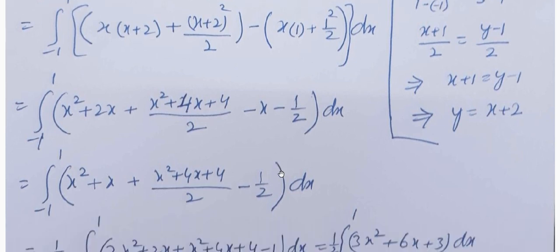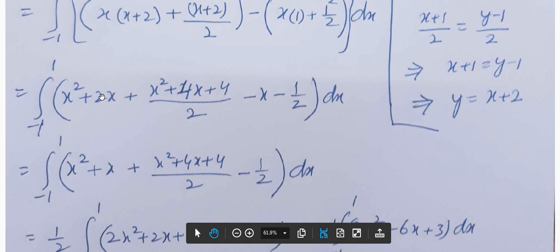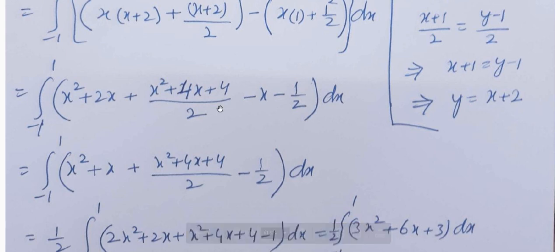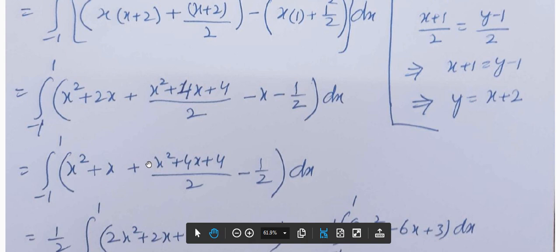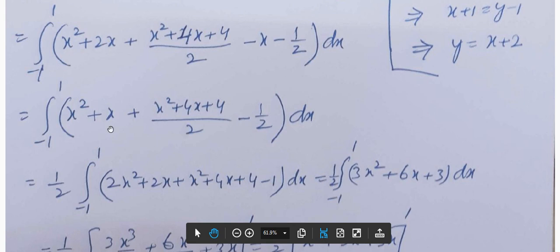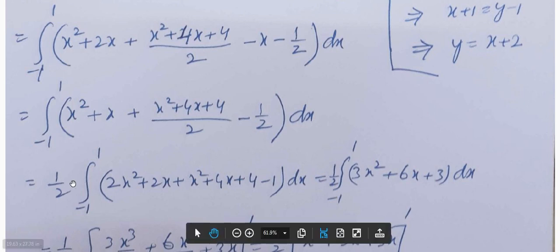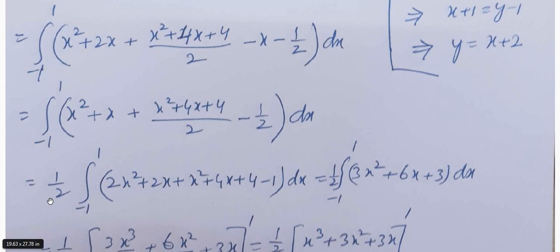You can simplify this further. So this will be x squared, plus, because here is 2x and here is 1x, so plus 2x minus x, so this will be plus x, plus (x squared plus 4x plus 4) over 2 minus 1 by 2. Again you can take this 2 as the LCM, and multiply by 2 here, so this will be 2x squared plus 2x, plus x squared plus 4x plus 4 minus 1, and this 2 will go outside. So I have taken the LCM of all this, and then I have written this 2 outside.